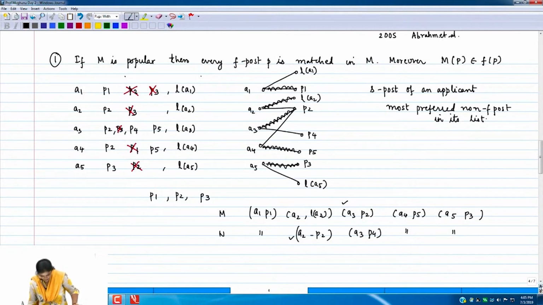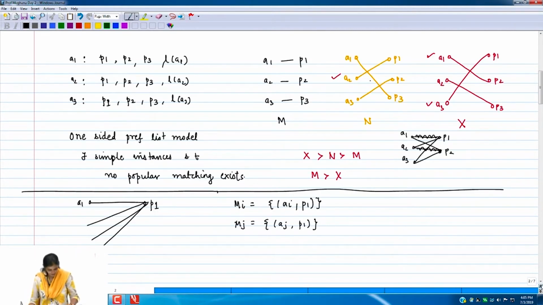I would like to repeat this in the setting where we had this instance where there are n applicants, and there is P1, only a single post. What is S of A1? P2? There is no P2, right? There is only P1 in the instance. There is a last resort, right? So S of A1 is L of A1, that is the last resort. S of A2 is L of A2, and so on.